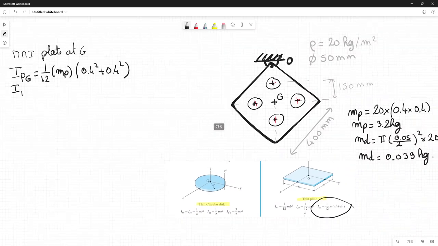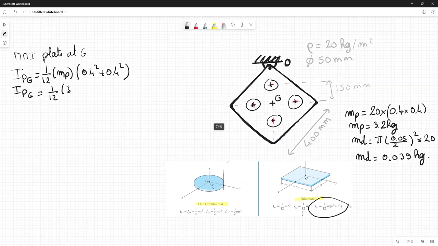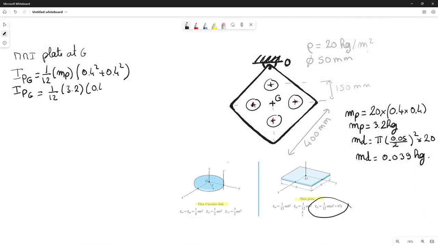Okay, so we have the mass of the plate and the mass of the disk. So the I of the plate at G, the center of the plate, is equal to 1/12 times 3.2 times 0.4 squared plus 0.4 squared. This value, I plate at G, equals 0.085 kilogram meter squared. Okay, remember to keep your exact number in your calculator, always. So that's the MMI of the plate at G.